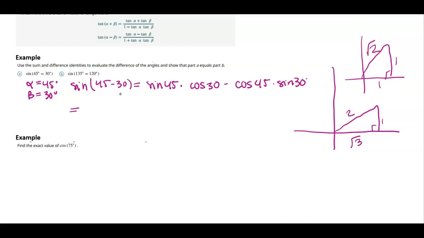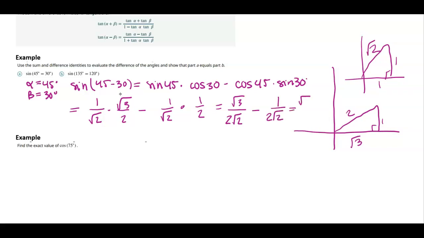All right, so the sine of 45 is 1 over the square root of 2. The cosine of 30 is root 3 over 2. The cosine of 45 degrees is 1 over root 2. And the sine of 30 degrees is 1/2. So we have root 3 over 2 root 2 minus 1 over 2 root 2, and we'll have root 3 minus 1 over 2 root 2.